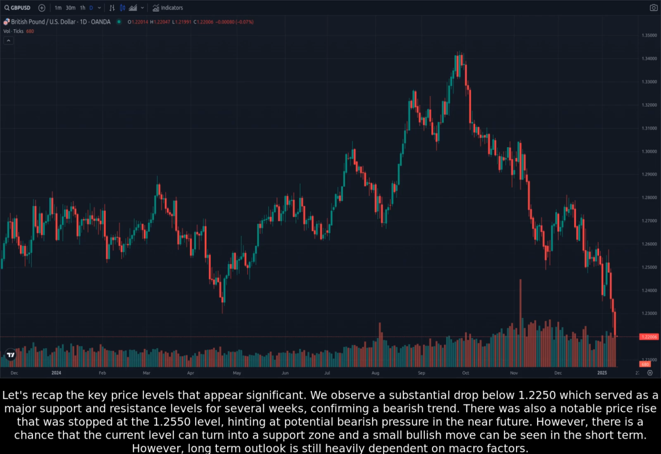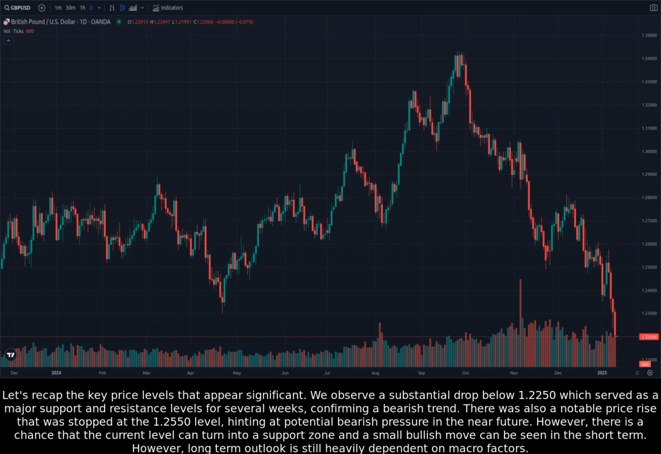Let's recap the key price levels that appear significant. We observe a substantial drop below 1.2250, which served as a major support and resistance level for several weeks, confirming a bearish trend. There was also a notable price rise that was stopped at the 1.2550 level, hinting at potential bearish pressure in the near future.